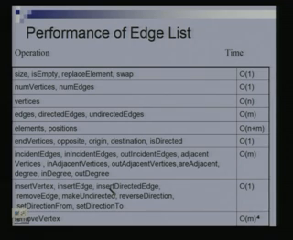It should take constant time because these are unsorted lists. Similarly, insert edge, insert directed edge, all of these can be done in constant time. Let us look at remove vertex.